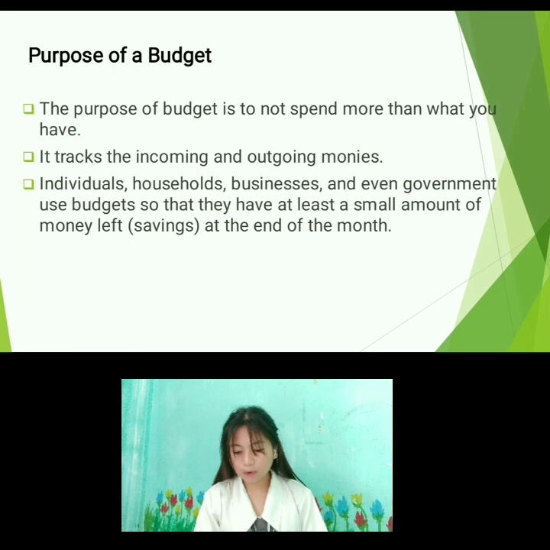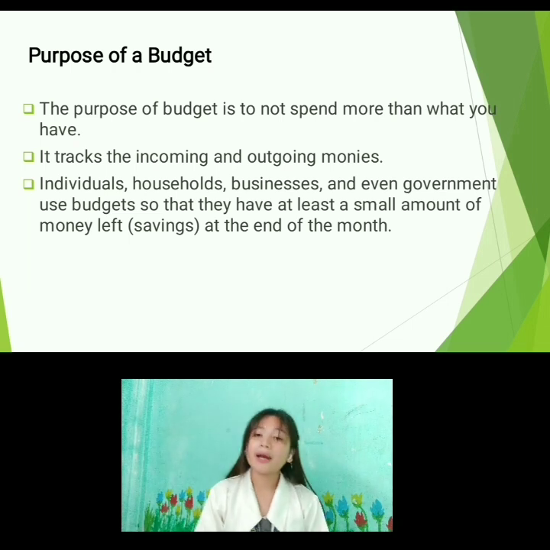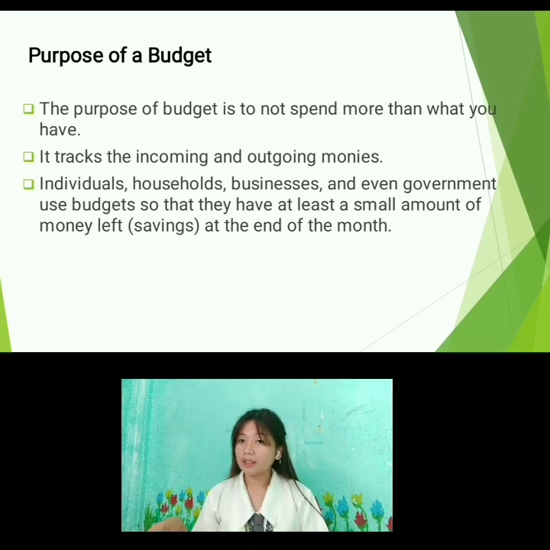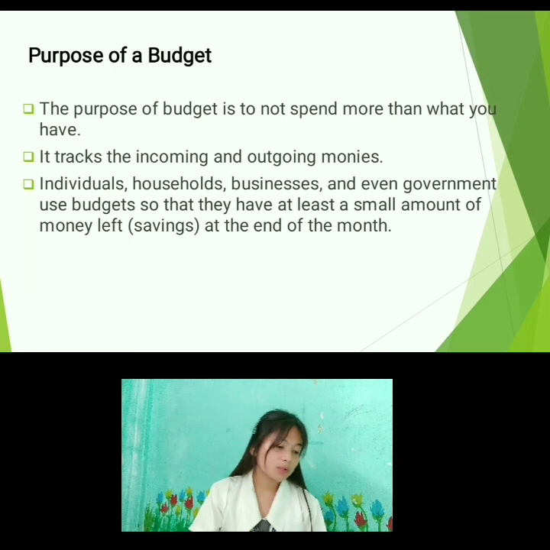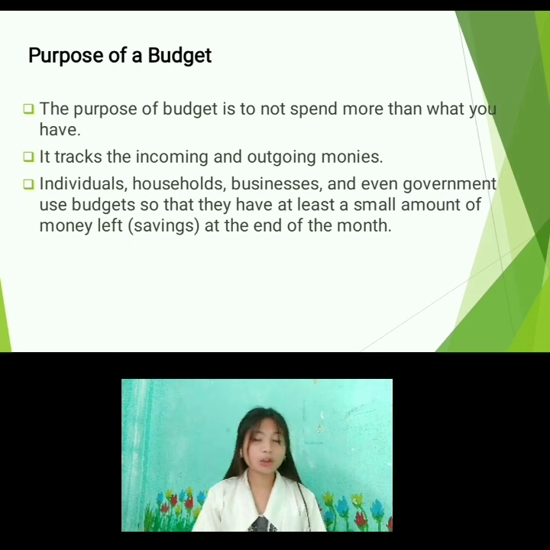It is a way to keep track of the money you are getting and the money you are spending. So, through budget, makikita natin kung ilan ba yung initial natin na money, ilan ba yung ating mga gagastusin na money, and yung mga na-receive natin na money by month. So, individuals, households, businesses, and even government use budget so that they have at least a small amount of money left or savings at the end of the month. So, through budget, magkakaroon tayo ng savings at the end of the month.